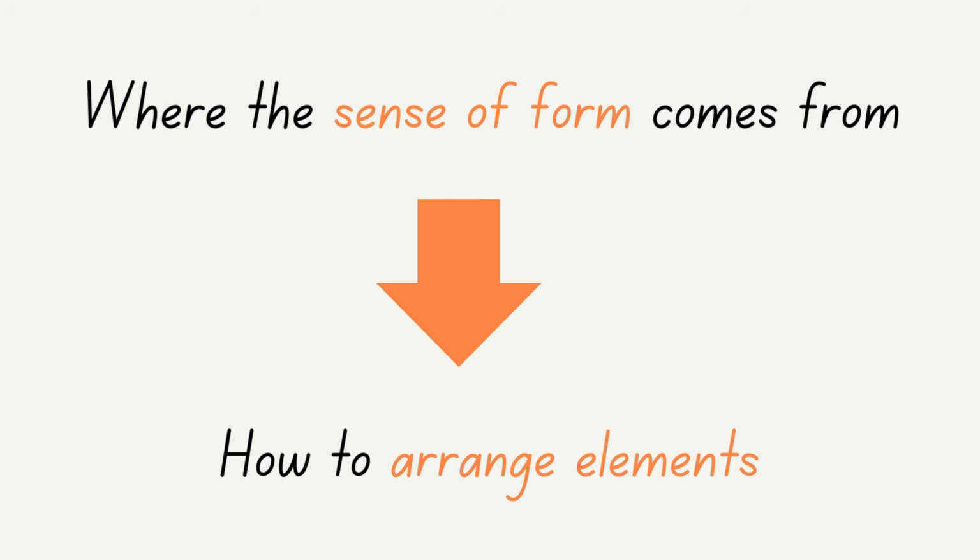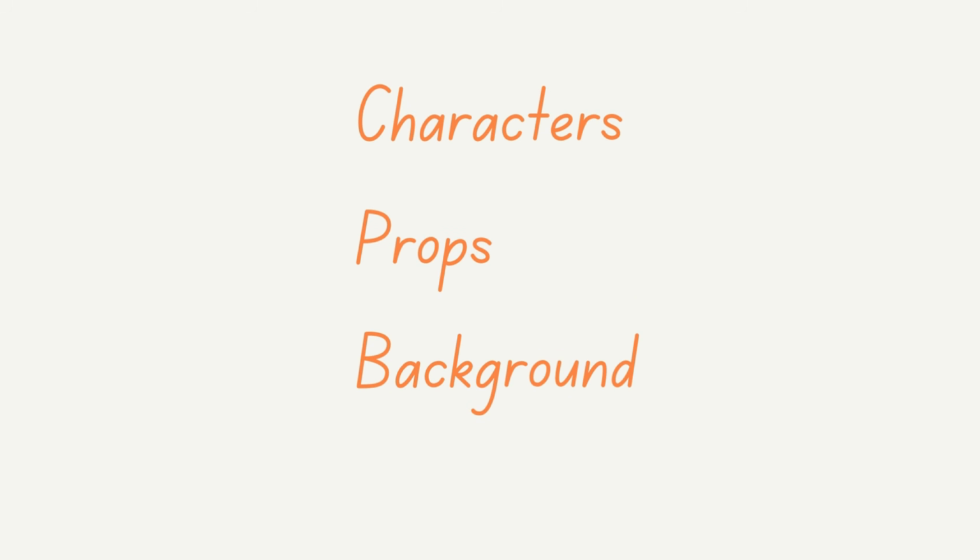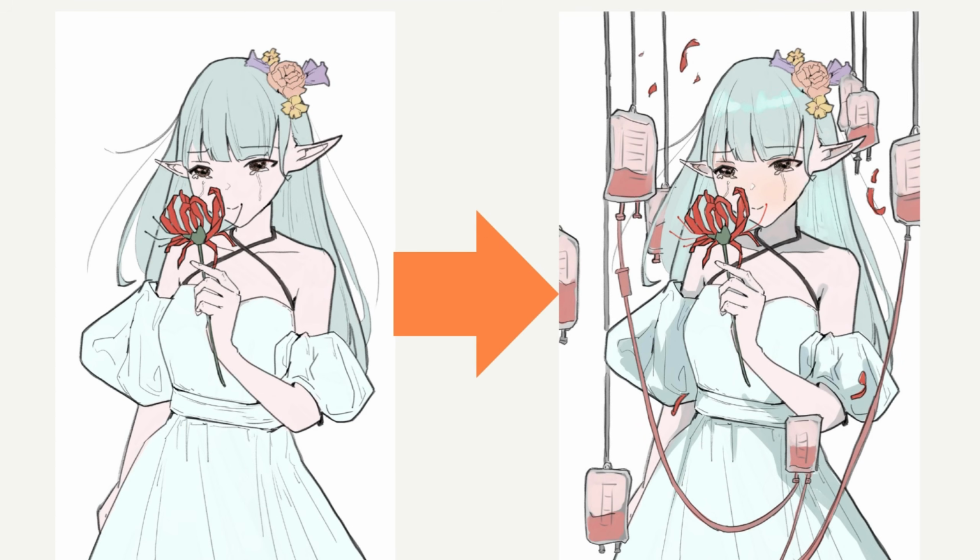Next, we will discuss how to arrange the elements. An illustration usually consists of 3 elements: characters, props, background. Because I'm not very good at drawing attractive characters, I typically use other elements to accentuate them. At least in this composition, the character can look good.